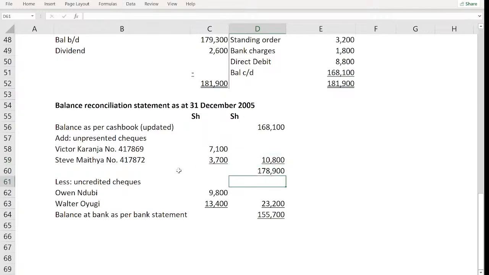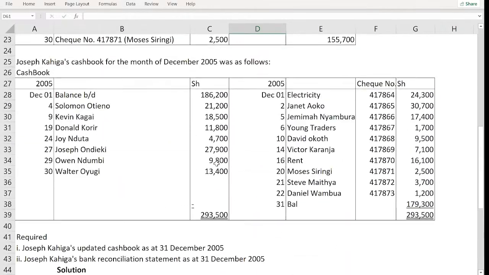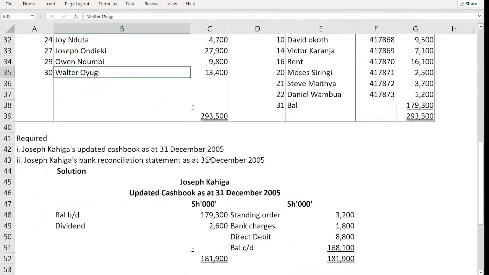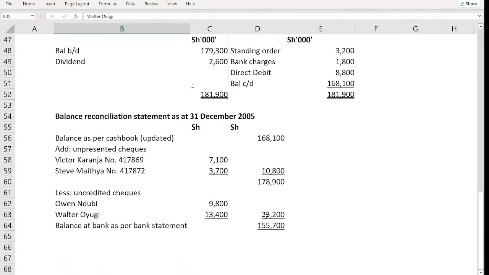Then we are going to less uncredited cheques. So we have those cheques that have not been credited by the bank. So we have one for Owen Duby and Water Oyubi. So this one on the debits, yes, they show that they have not been credited by the bank. So we subtract that. So the two will total to 23,200. After subtracting, you get 155,700. So this will be the balance at bank as per the bank statement.